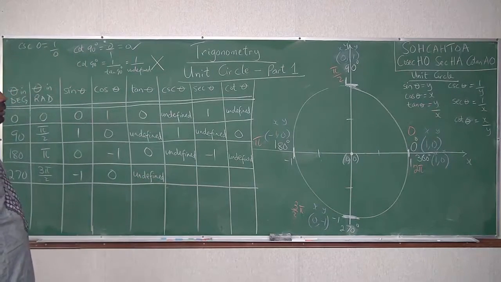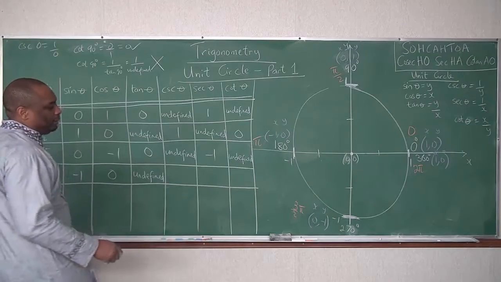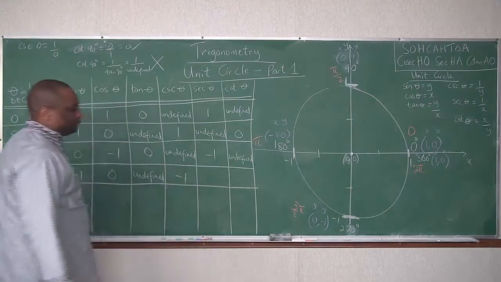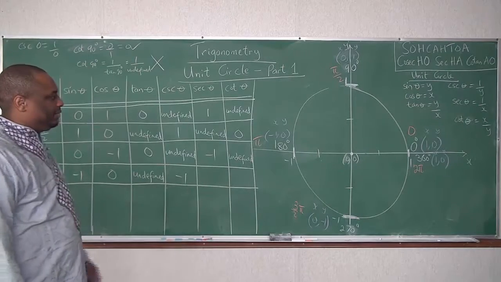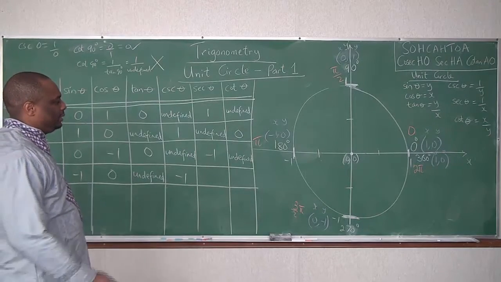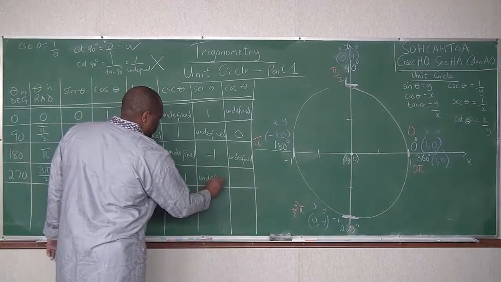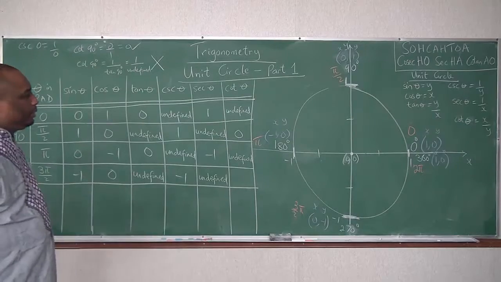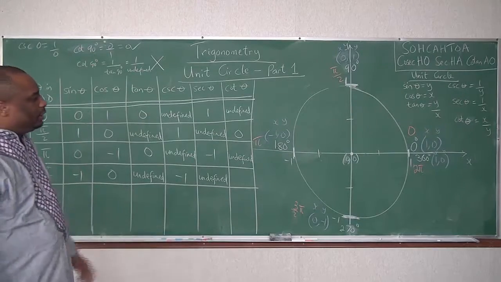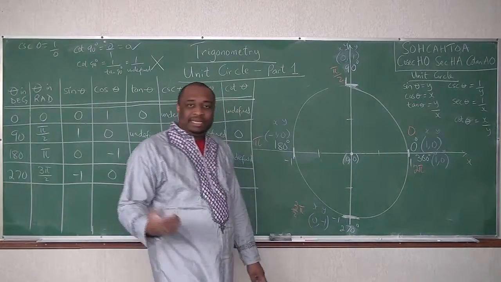Cosec 270 is 1 over y. 1 over negative 1 is negative 1. Sec 270 is 1 over x, and that gives us undefined. Now, cotan 270, x over y. So 0 divided by negative 1, which is 0.